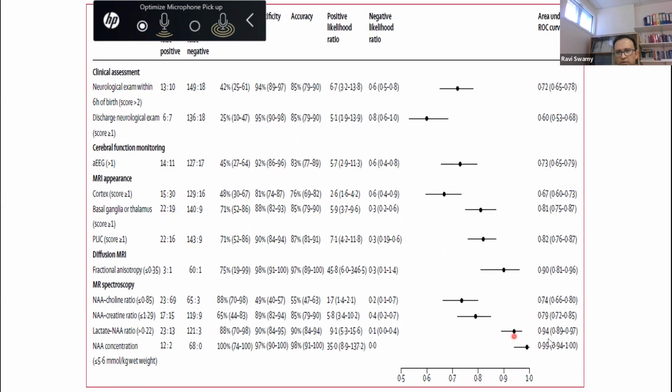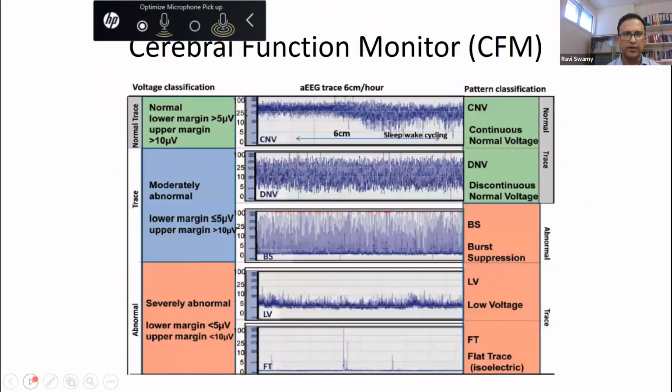So the best marker at this point of time is the MRS, looking at the lactate and the NAA concentration. That is the best thing. Below that comes the conventional MRI, which looks at the basal ganglia and the Plic score. But don't forget the simple things you can do, like clinical examination. Okay. Right. That is the MRIs which I wanted to cover.